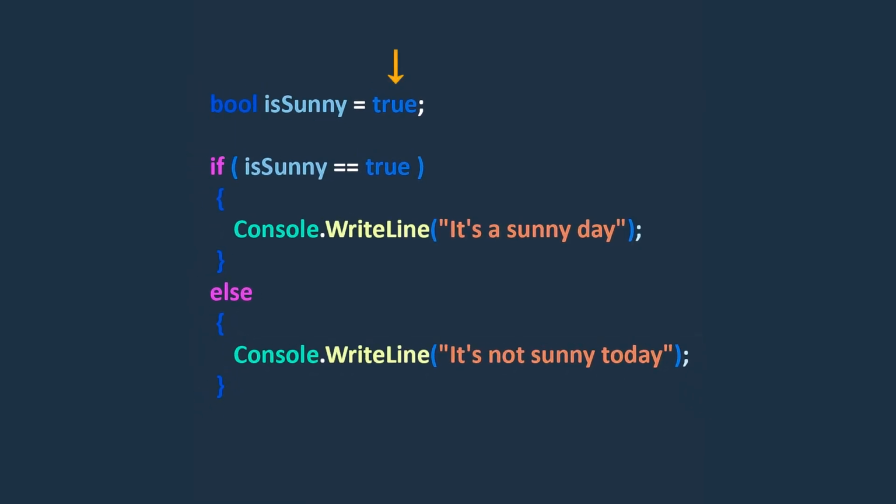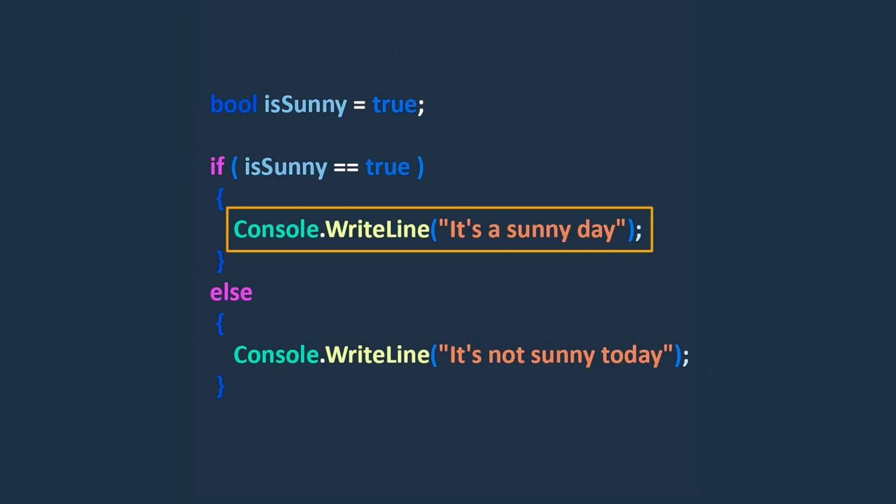If we change the value of isSunny to true, now the condition in the if statement would evaluate to true. So, this time, the code inside the if block would be executed and the message "it's a sunny day" would be printed in the terminal.